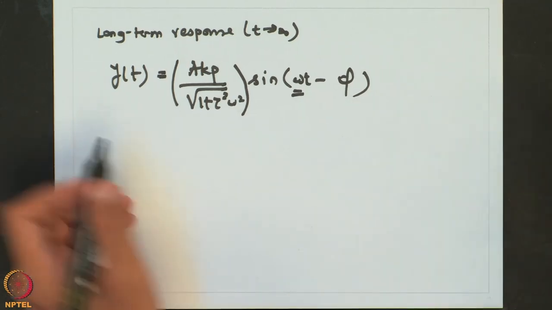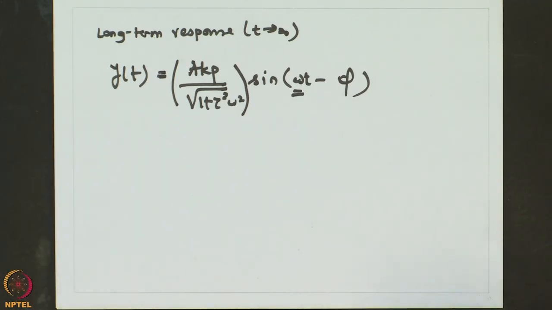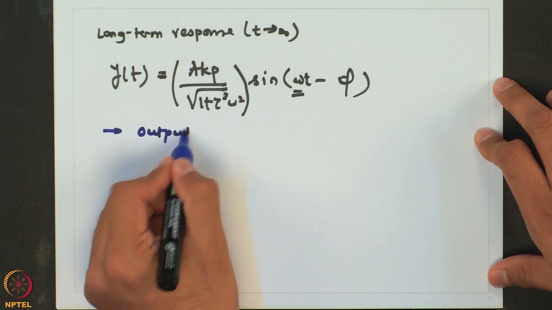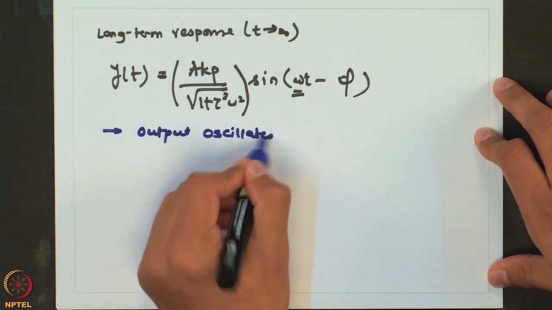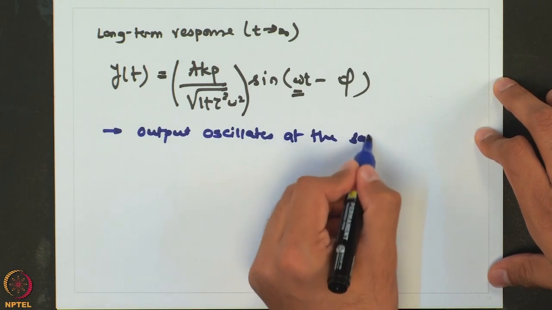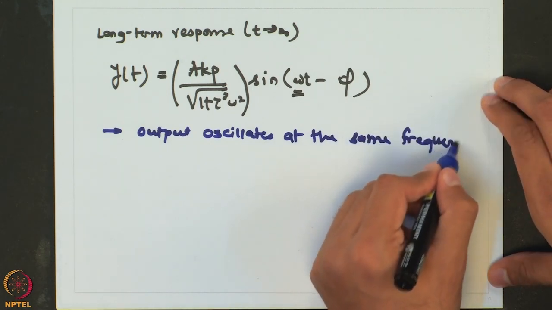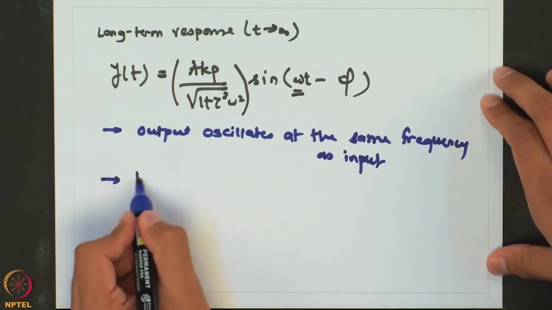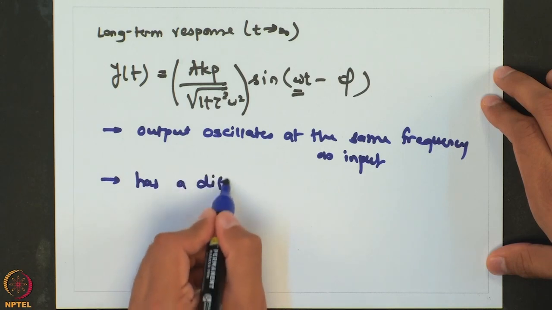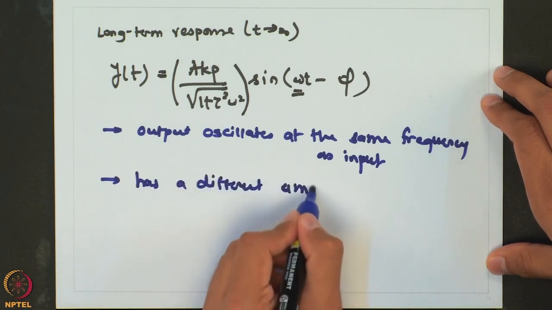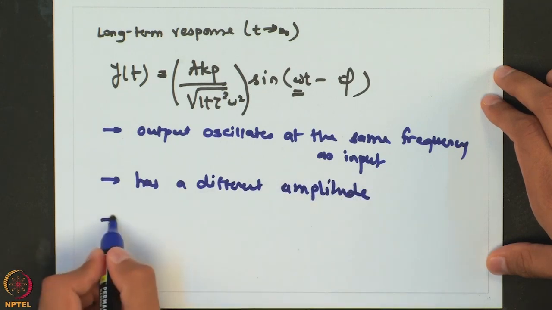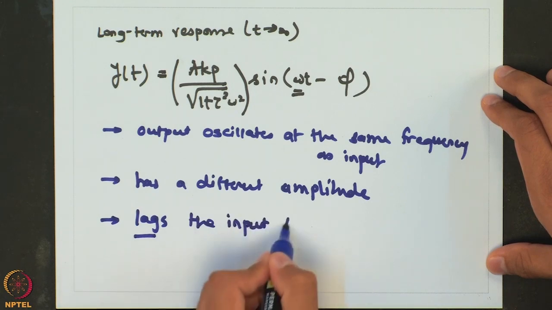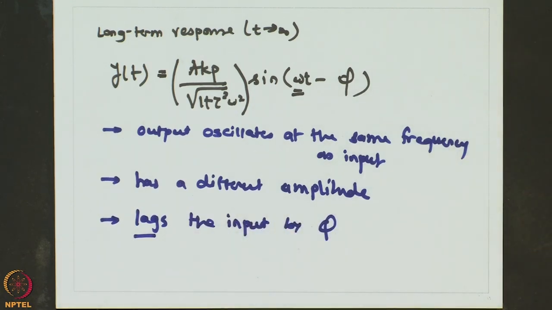So if I write down the characteristic of this response, you can say that the output oscillates at the same frequency as input, has a different amplitude, and it lags the input by a phase angle of phi.